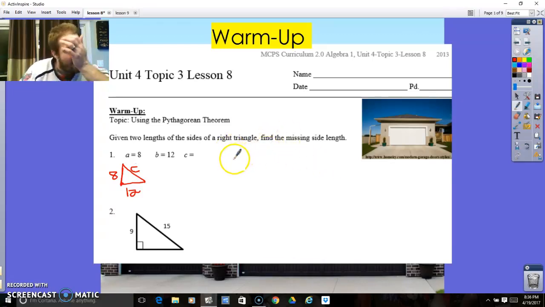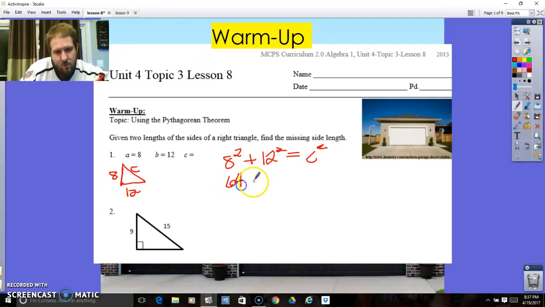then all we got to do is set them up and square them all. So we got a squared plus b squared equals c squared. 8 squared is 64, 12 squared is 144, and c squared. Combine like terms here, and it looks like we're going to get 4 plus 6 makes 10, carry the 1, so 208. And then the square root of 208.